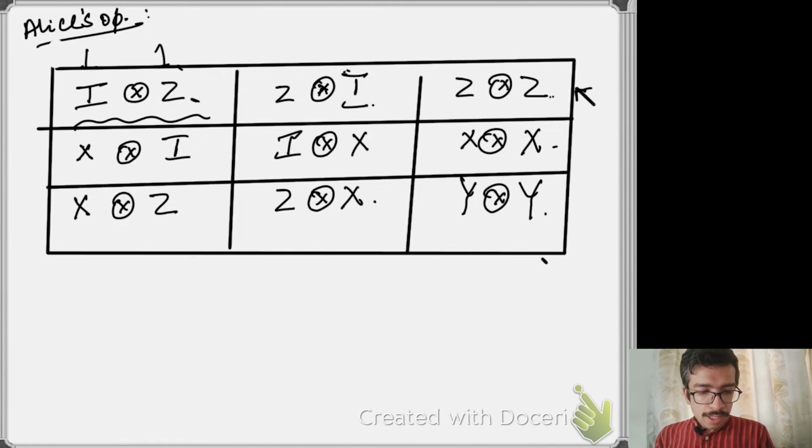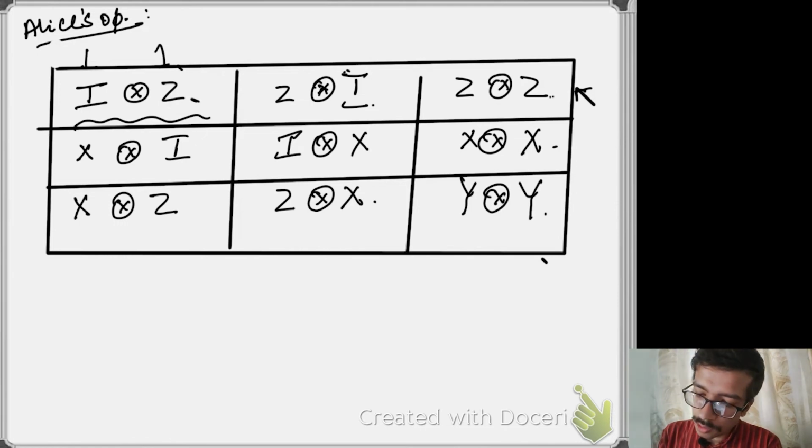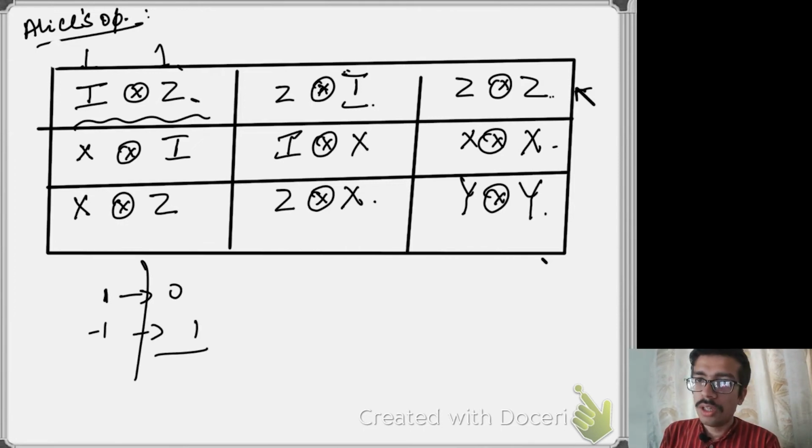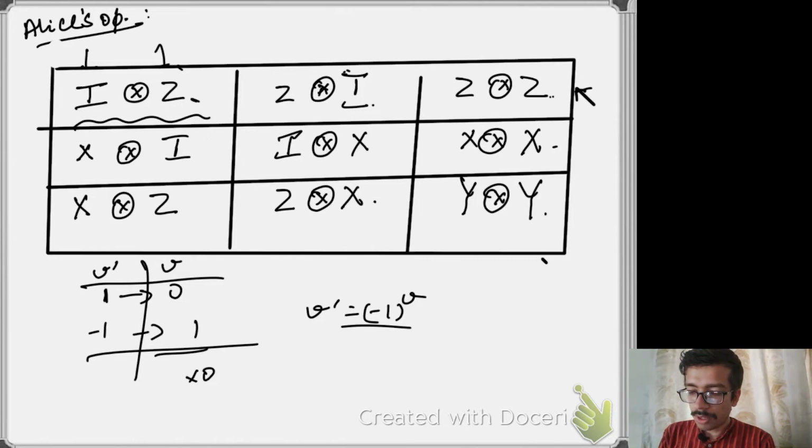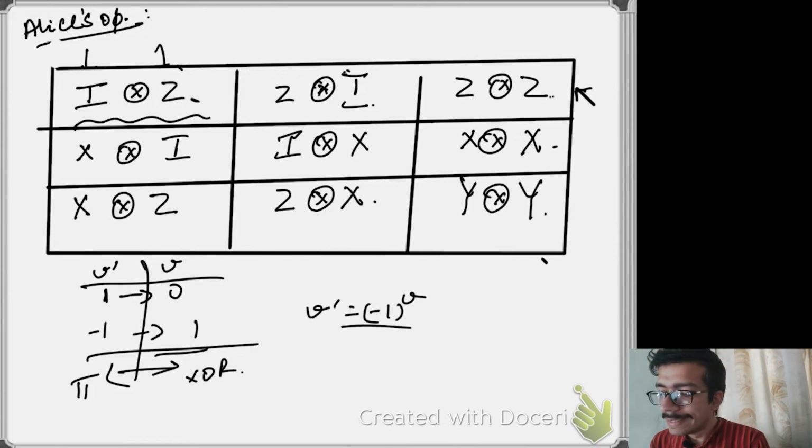These are essentially binary variables, so they are going to give us output minus 1 or plus 1, and we'll always associate 1 with 0 and minus 1 with 1. So if I call this outcome v, and let me call it v prime, then v prime is going to be minus 1 to the power v. This is just a binary mapping which we are maintaining, and the thing is that over here we have XOR and over here we have product. So product corresponds to XOR when we do this sort of mapping.